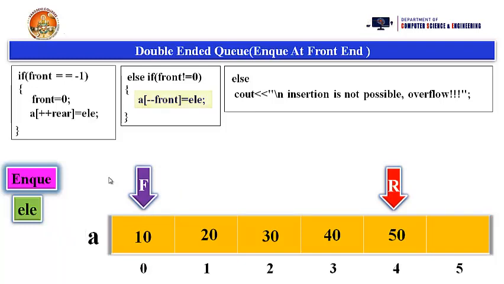Now suppose I want to enqueue one more element here, 5. So front equal minus 1. What is the front value? It is pointing to the 0th location, condition false. Then go to the else if part. Front not equal 0. No, now the condition false. Why? Because it is pointing to the 0th location only.